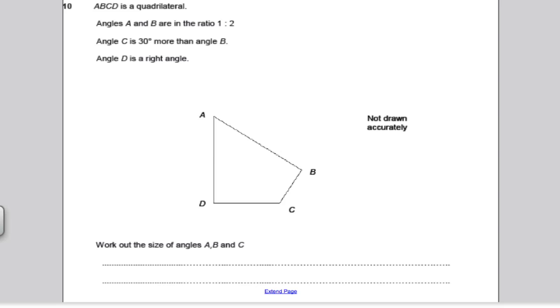Okay, ABCD is a quadrilateral. Angles A and B are in the ratio 1 to 2. So the angle A, I don't know what it is, so let's use algebra, I'll call it x. Because A and B are in the ratio 1 to 2, whatever A is, B is double it. So if A is x, B must be 2x. It says angle C is 30 more than angle B, so this angle here must be 2x plus 30. And it says angle D is a right angle, so this is 90. It says work out the size of angles A, B, C and D.